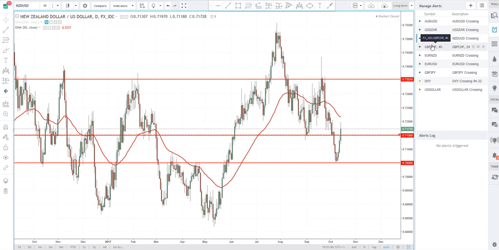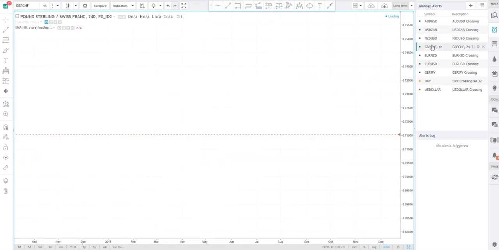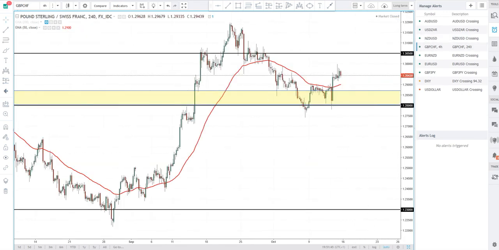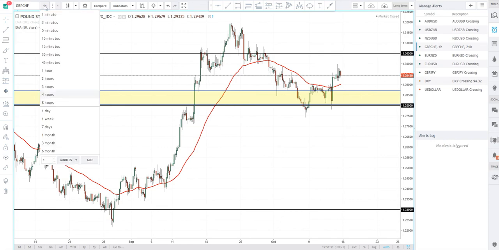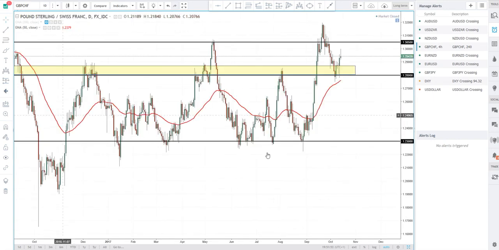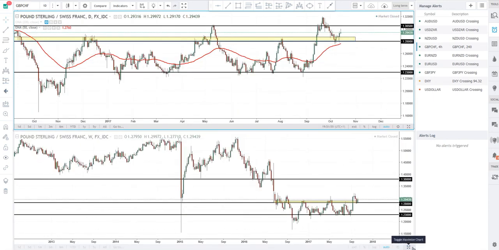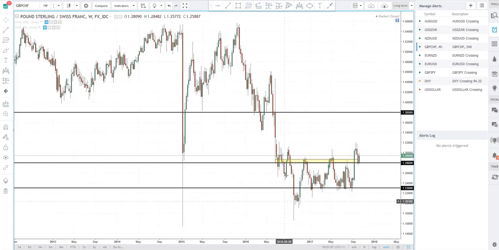And we have pound Swiss, my least favourite, but could have something happen to it. What have I done here, guys? Let's go back to the daily there. Makes life a little bit easier. Okay, so we've got this range on the weekly chart between 1.28 and 1.23, where the breakout to the upside had a test of 1.28, which is quite nice to see.